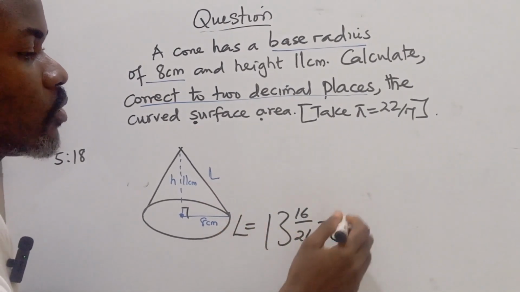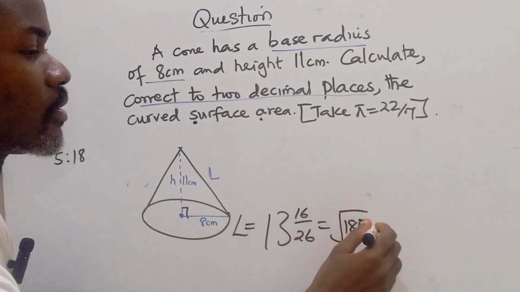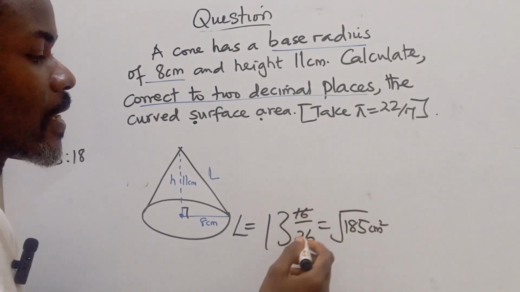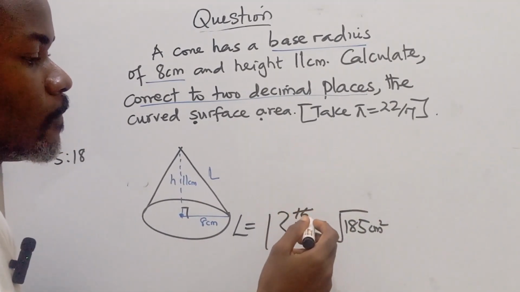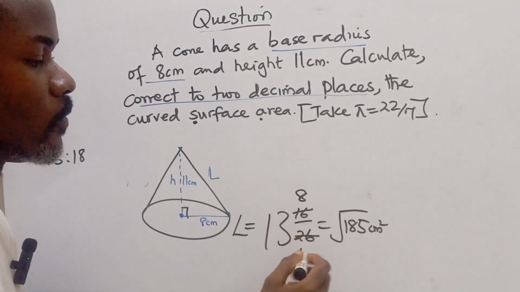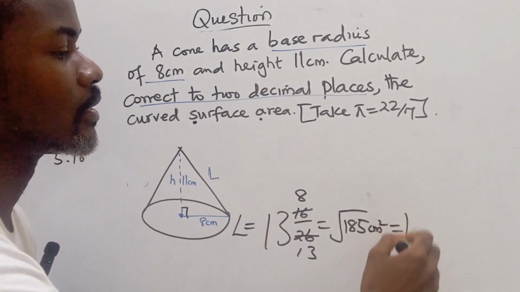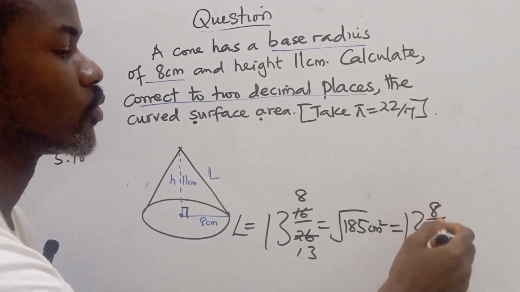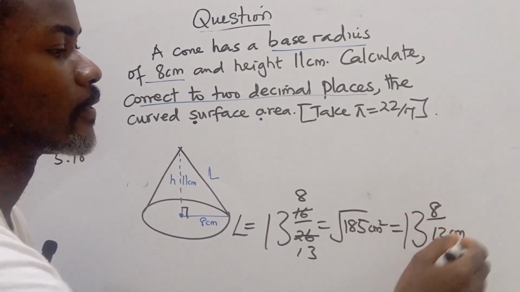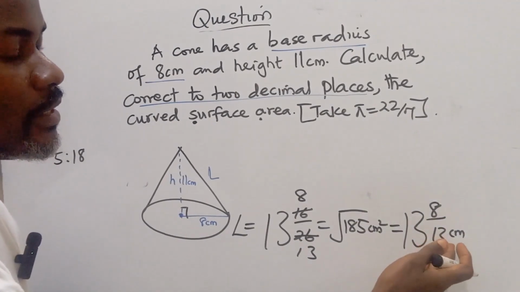which is the square root of 185 centimeters squared. So this can cancel this. 2 into this is 8. 2 into this is 13. So the square root of this using the formula is 13 over 8 over 13 centimeters. Now let's keep this in decimal.